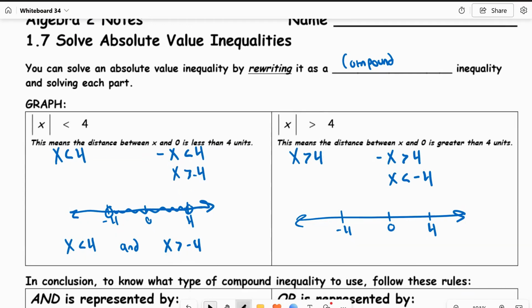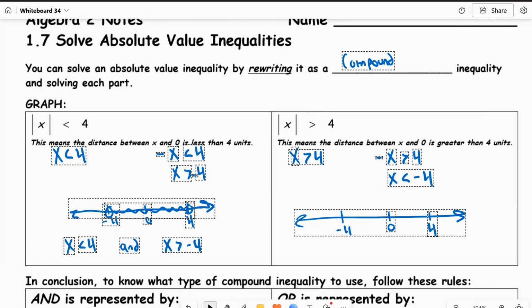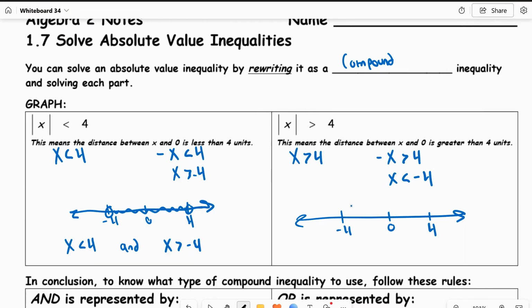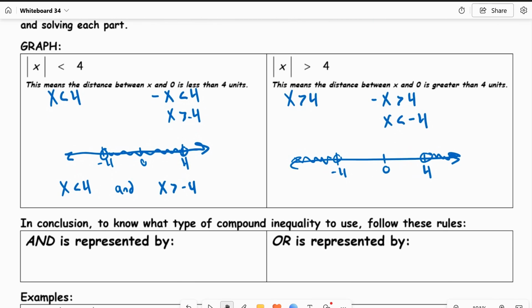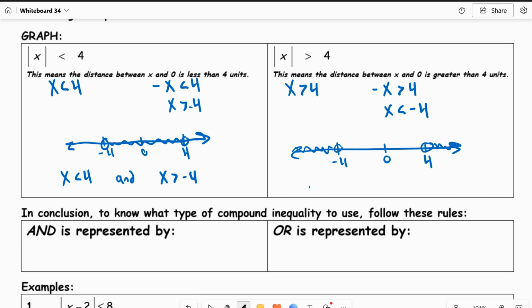So I would have an open circle at negative 4, shaded in the left direction, and an open circle at positive 4, shaded in the right direction. Since my two inequalities are pointing in opposite directions, this is an "or" case, so my answer would be x is greater than 4 or x is less than negative 4.